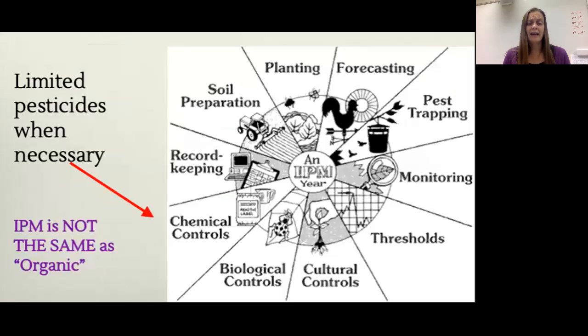And then of course, the last piece is those chemical controls, okay? This does not mean no pesticides. This does not mean organic. It just means that they are simply one piece out of the entire toolkit that's being used to protect your crops from pests.